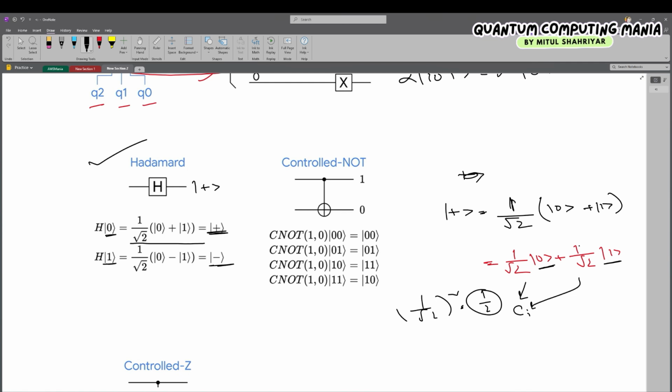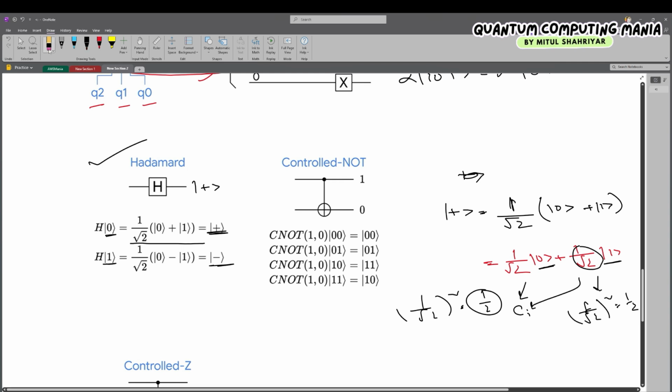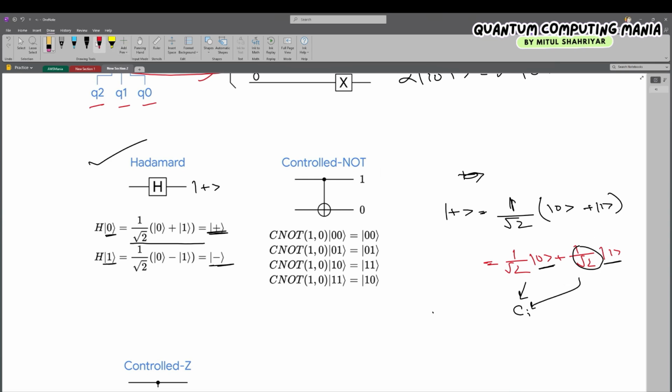And also if we just do it, this is again 1 by root 2 squared, so it is half again. That means we have a probability to get 0 of half, or 50%, and the probability to get 1 is again 50%, right? So this is what we are saying. This means 50% probability, and this again means 50% probability.